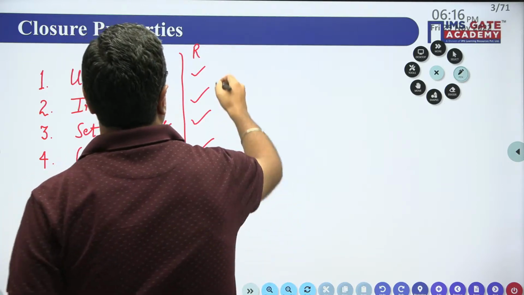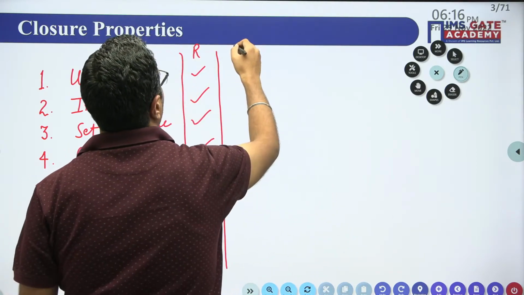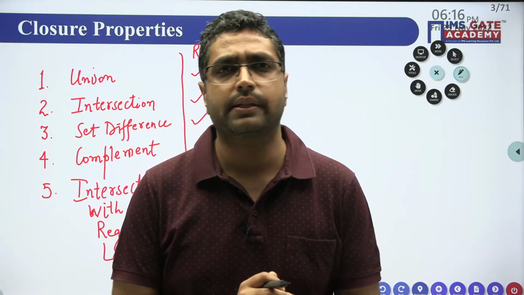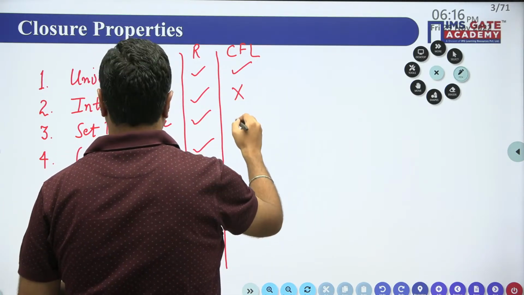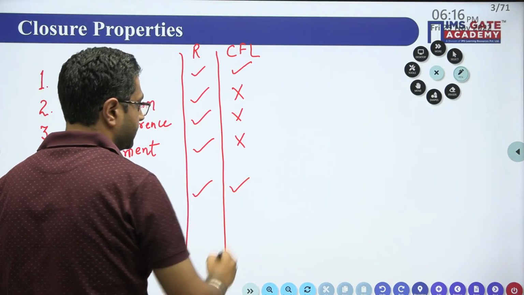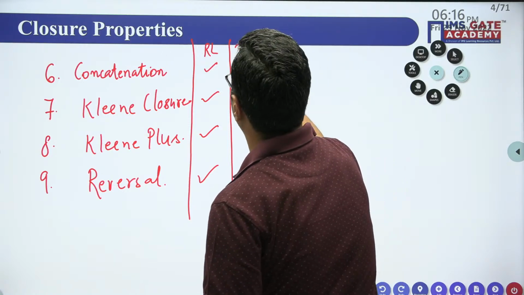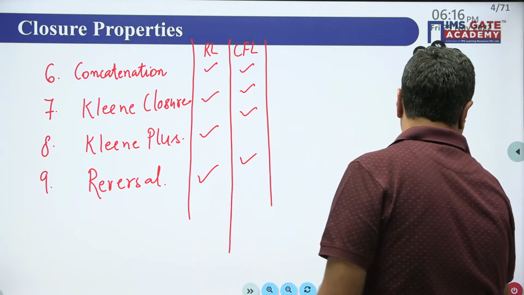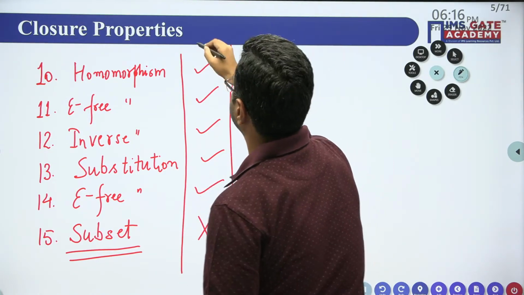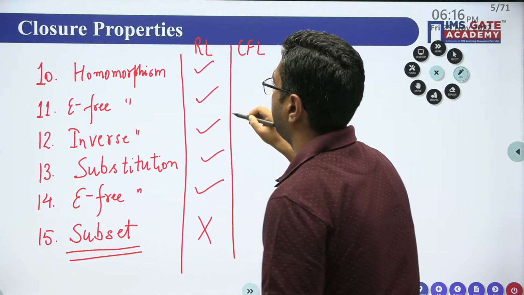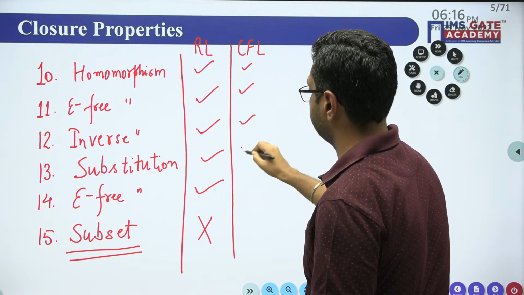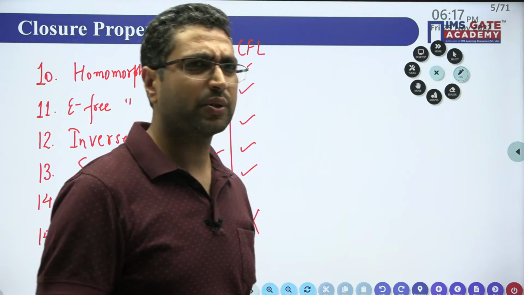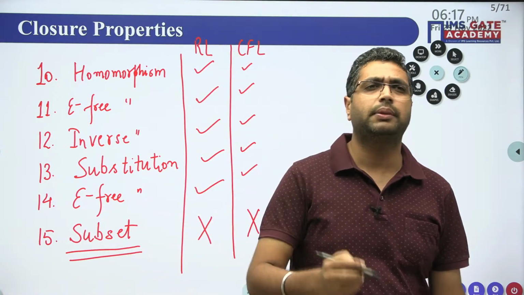Okay. So coming back to context-free languages. Context-free languages are closed under all the operations except intersection, set difference, and complement. Otherwise, they are closed under all the operations. These are regular languages, and these are context-free languages. Again, subset is not closed. Subset operation is not closed under any of the languages because the subset can be anything.